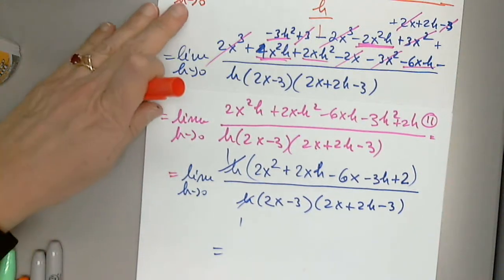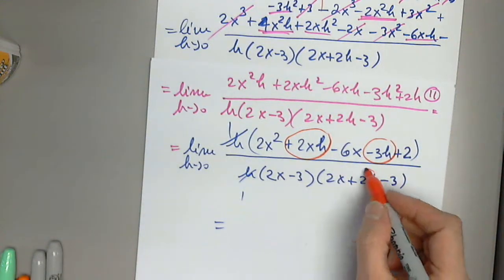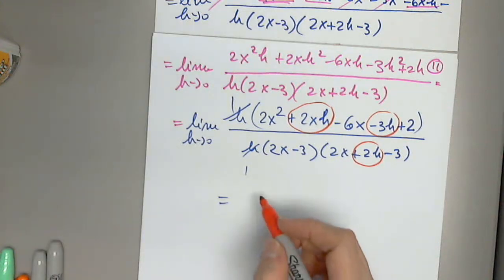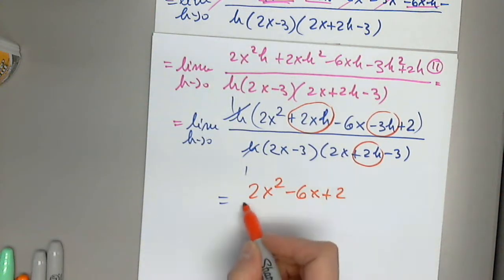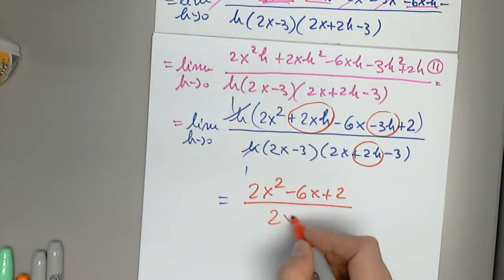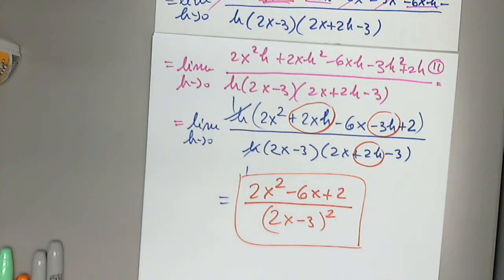Which terms go away? Definitely this one, definitely this one, and definitely this one. Why do they go away? Because h approaches 0. And the final simplified form is 2x squared minus 6x plus 2, everything divided by 2x minus 3 to the, that's it. Good. Okay. There is nothing else we can do. Absolutely done.